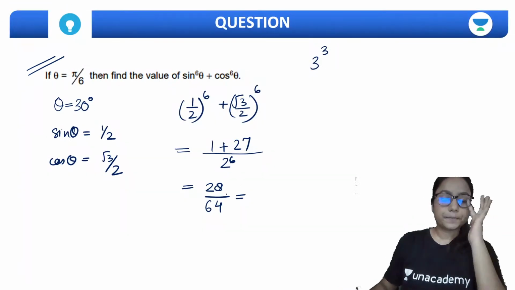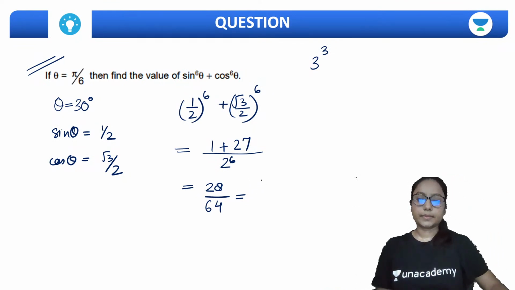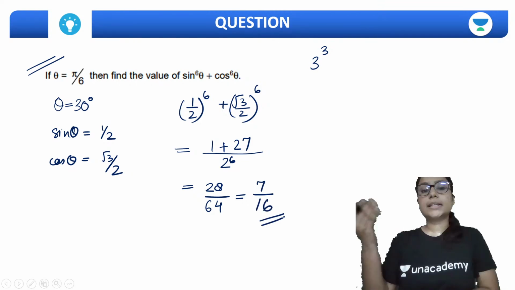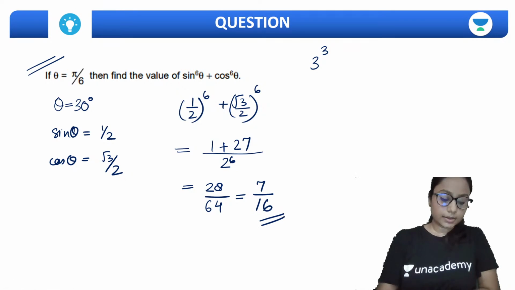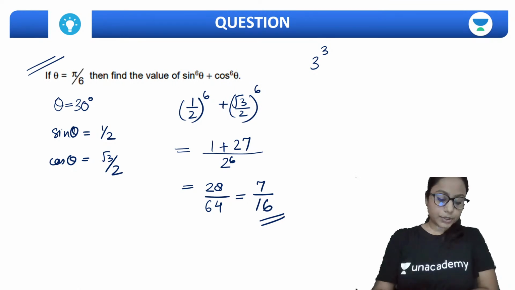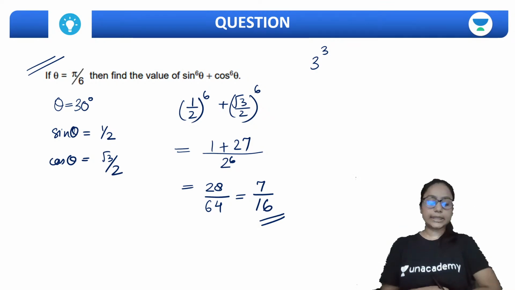So what is it? 28 by 64. What is this equal to? 7 upon 16. Correct. 7 upon 16 is the right answer. Clear? All of you, I hope the question is clear. Sonam, Anurag, Ankit, Yash, Thomas, Harshita, Amey, Vartika, Ritu, Rishi, all of you who are there in the session. Okay, clear?